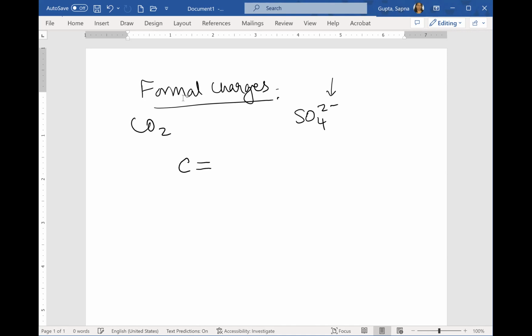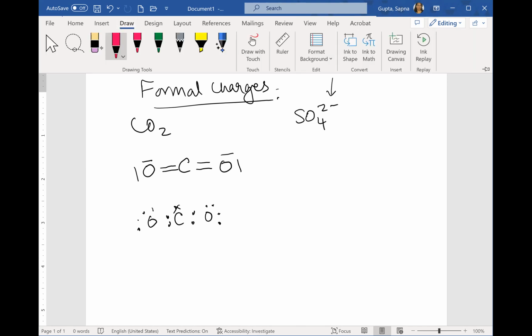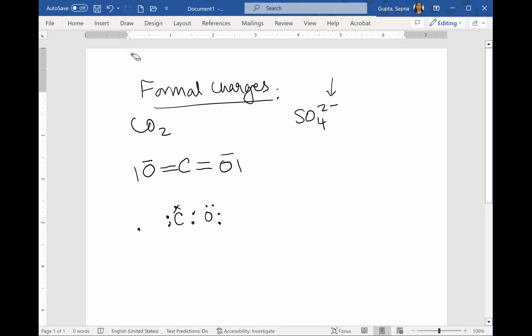So this is my quick way of doing formal charges. First of all, if your Lewis structure is not correct, then your formal charge is not going to be correct. So make sure your Lewis structure is correct. The best way to draw the Lewis structure is with lines. You can draw the dots also like this, let me cross that out. You can draw it this way too. I find that a little tedious, so I prefer to draw the line structure.